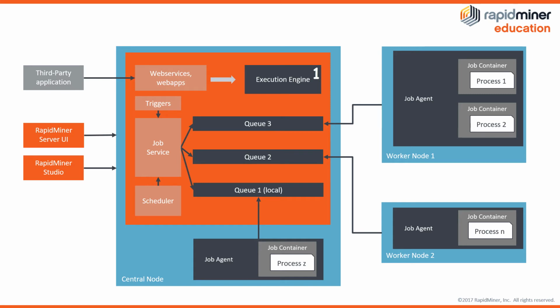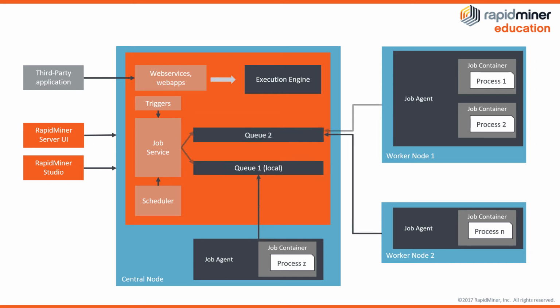One is the execution engine within the server application. The second is the job container deployed on the host machine, and the third and fourth are job agents with containers, which reside on external machines. 2 of the job agents have one job container each, and the third has 2, and each of the 3 job agents is connected to a separate queue within the main server application.